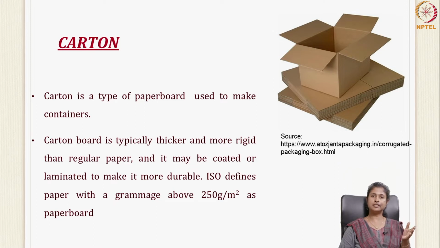How is a carton or a fiber board different from paper? It is thicker and more rigid, and it is usually coated or laminated to make it more durable. ISO defines paper with grammage above 250 grams per meter square as paper board. So if you have a grammage or weight of at least 250 and above of the paper, it will be categorized under the fiber boards or the cartons.